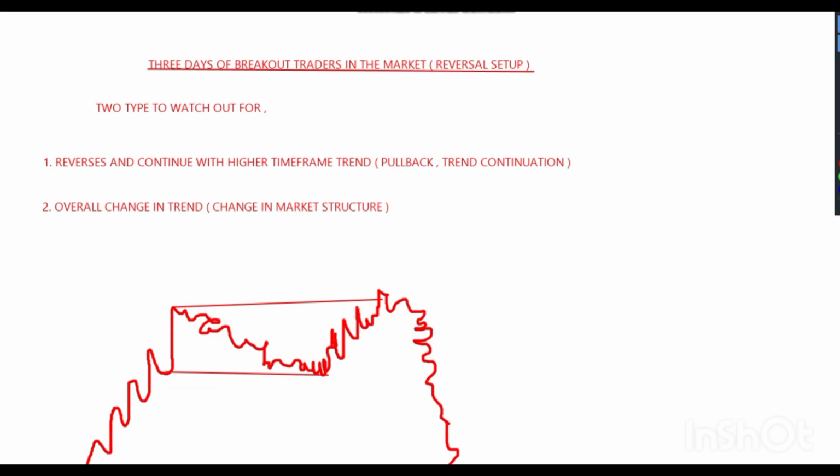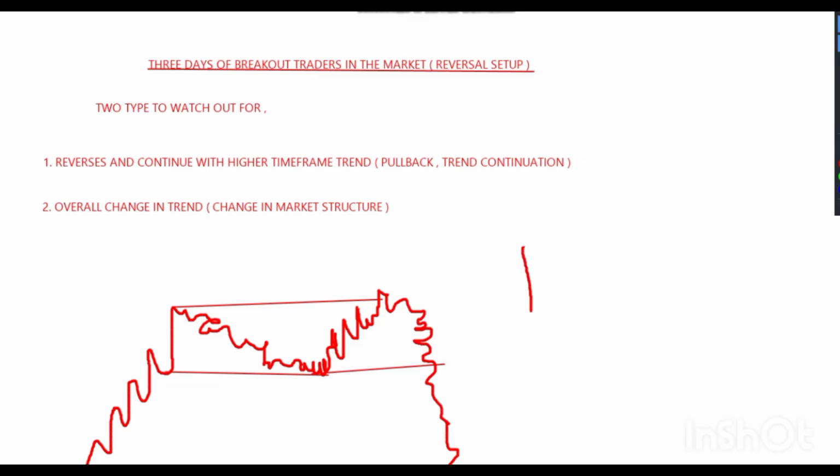reverses and changes the trend of the market from bullish to bearish. So this, as you can see, this zone was finally broken, and market changed trend to the downside. So let me give you a bearish scenario.